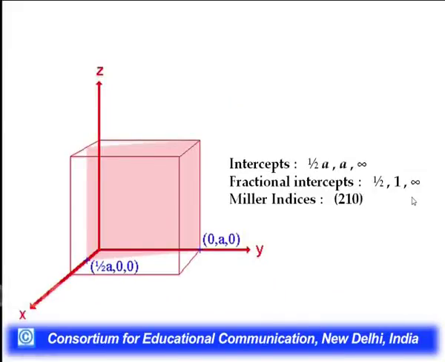Now, the intercepts are 1 by 2 A, A, and infinite. Then the fractional intercepts are 1 by 2, 1, and infinite. Then the Miller indices will be 2, 1, 0.